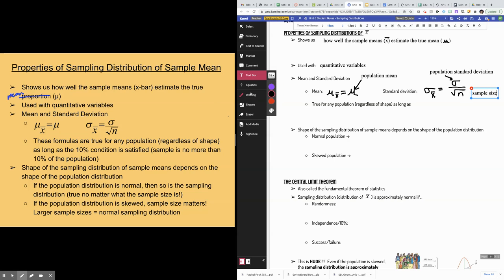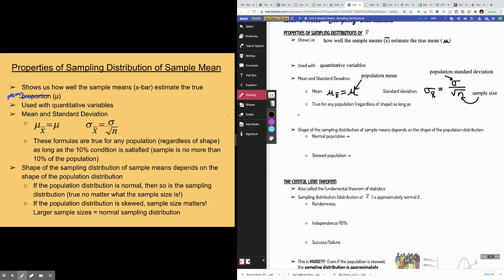I'm hoping that these look somewhat familiar and you can make a connection back to what we did with proportions. The mean of the sampling distribution of proportions was the population proportion. And then standard deviation is a little bit different. When you're dealing with quantitative variables in the problem, they have to give you the population standard deviation, otherwise you can't solve the problem.